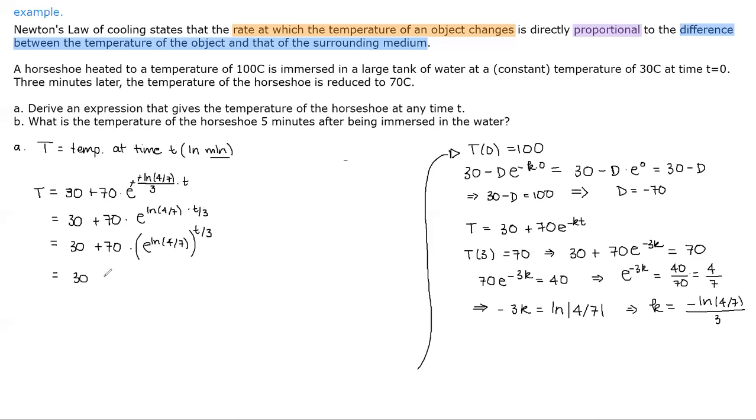which gives 30 plus 70 times 4/7 to the t/3. And this is the final expression that I have for the temperature as a function of time. So this is the answer for this problem.